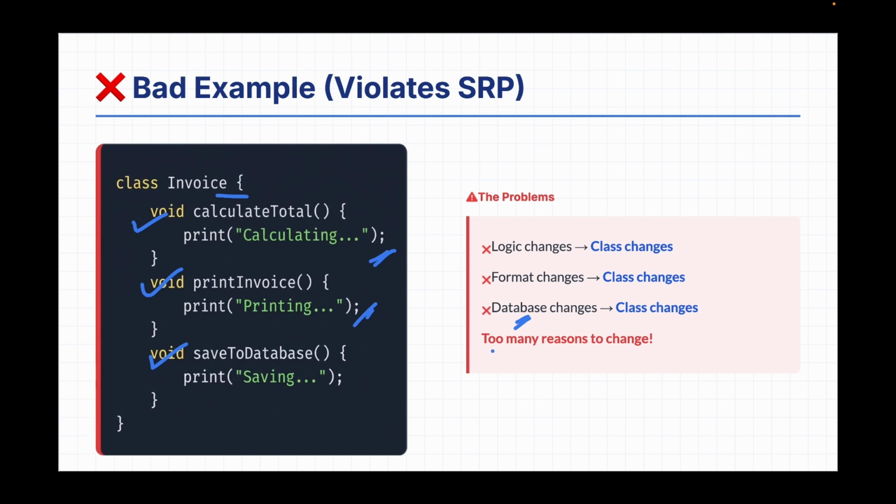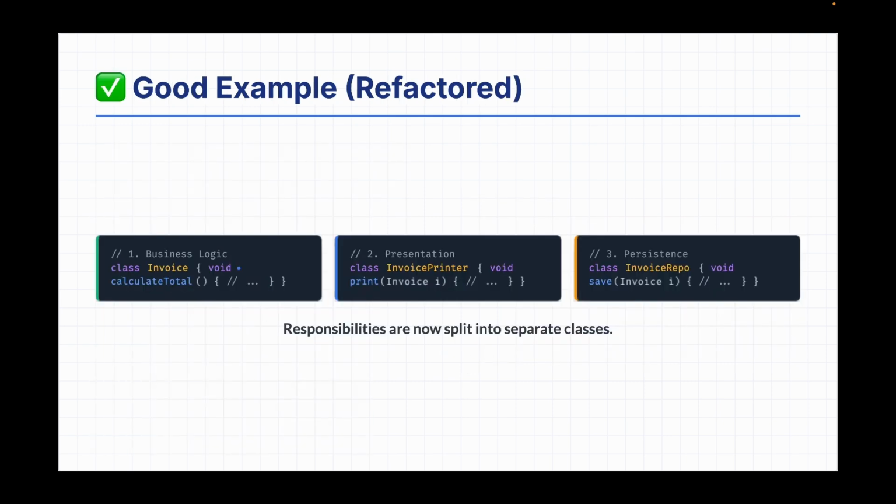Now let's see the correct way to design this. Instead of one big class, we split the responsibilities. We create an invoice class that only calculates the invoice. We create an invoice printer class that only prints the invoice. And we create an invoice repository class that only saves the invoice to a database. Now each class has only one responsibility and only one reason to change. This follows the single responsibility principle perfectly.